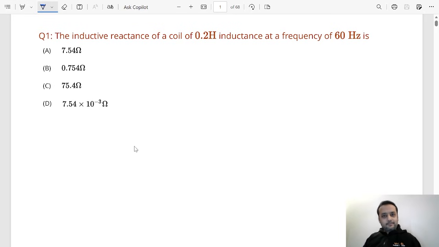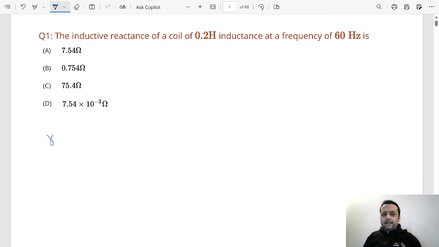The first question is kind of the easiest question that you can expect from the topic of AC. We have to find the inductive reactance of a coil whose inductance is 0.2 Henry and the frequency of the source is 60 Hertz.